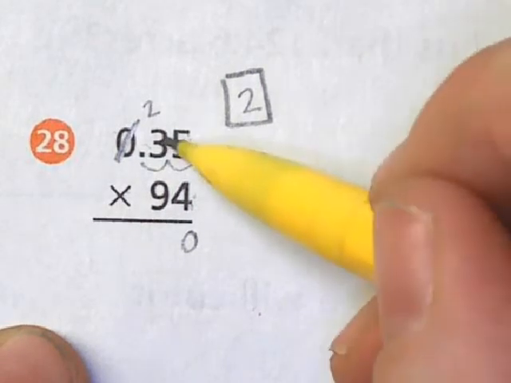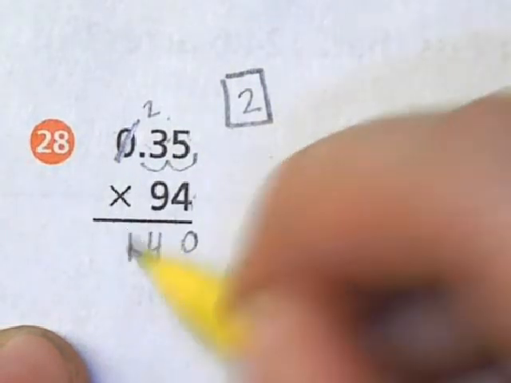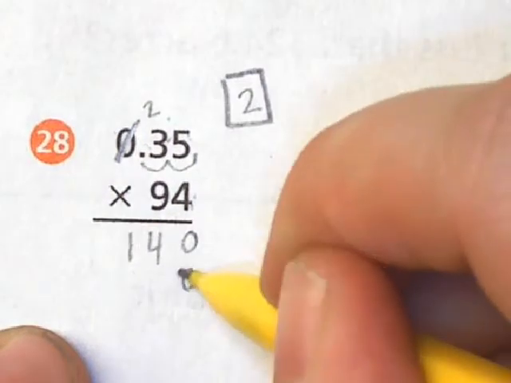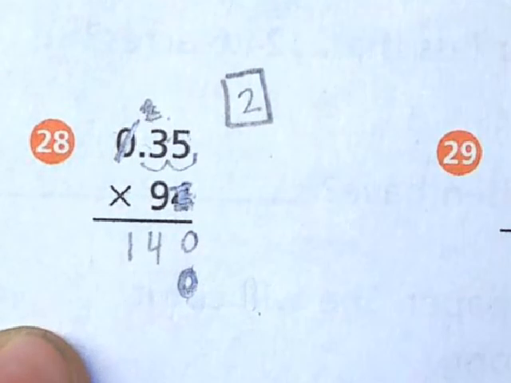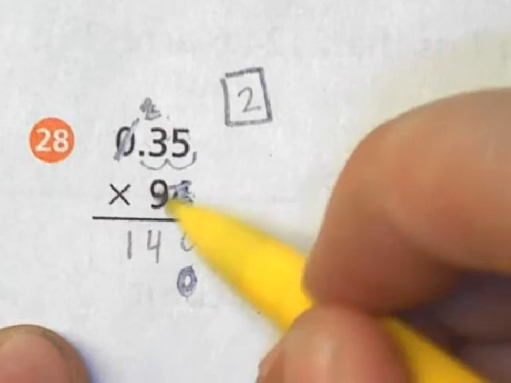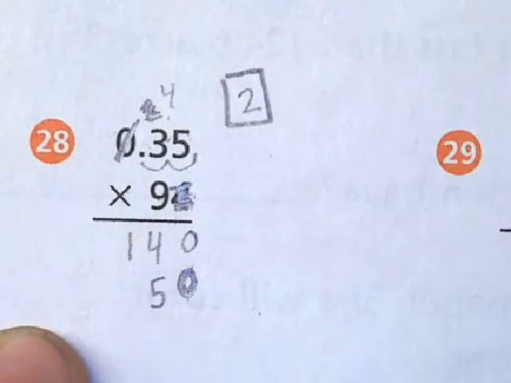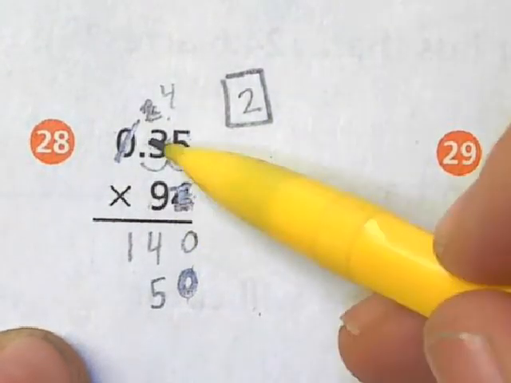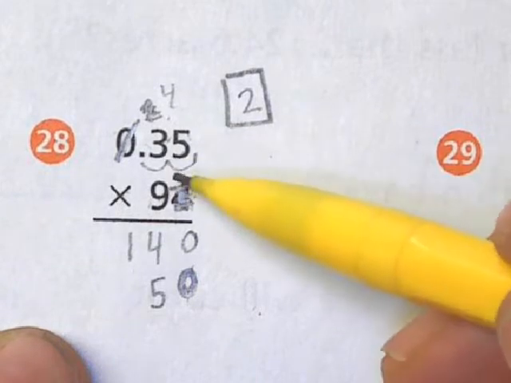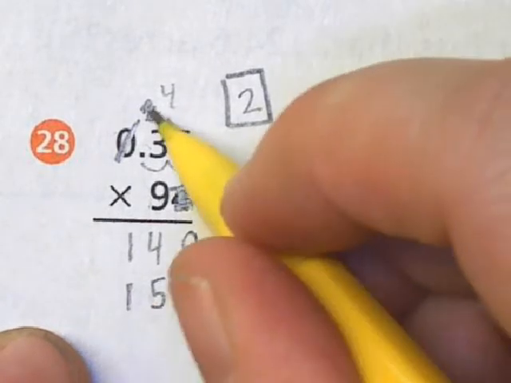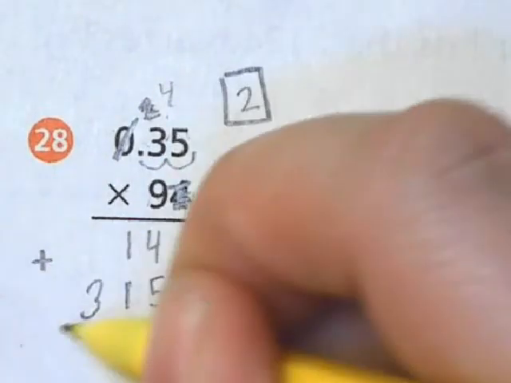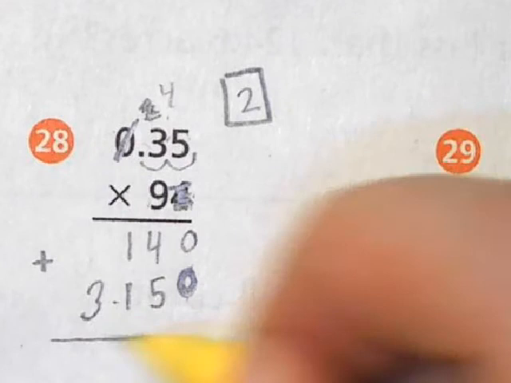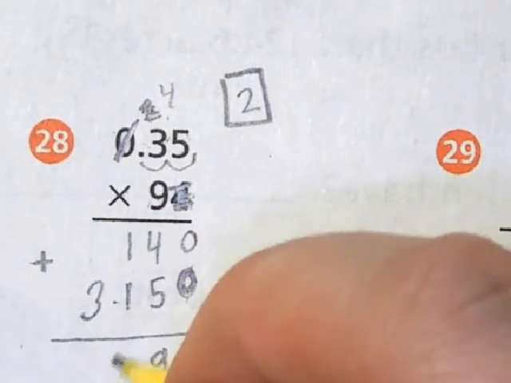Okay, do the math. 5 times 4 is 20. 4 times 3 is 12, plus 2 is 14. Put a 0 for place value because you're moving on. Cross out the things you don't need anymore. And now move on to the 9. 9 times 5 is 45, so you drop the 5 and carry the 4. 9 times 3 is 27, plus the 4 is 31. You drop the 1 and carry the 3. Oh, there's nowhere to carry it, so it just goes there.